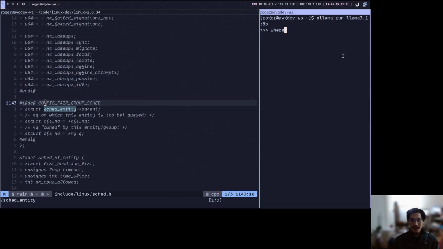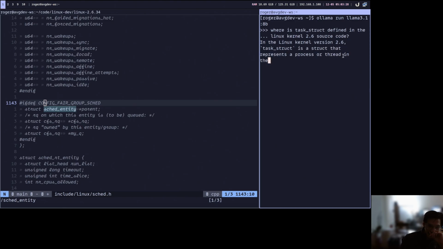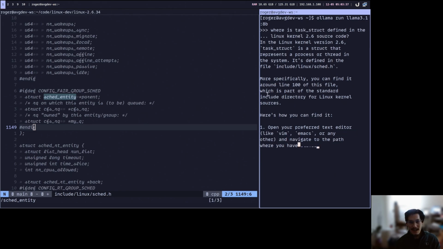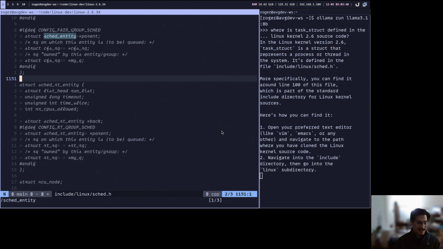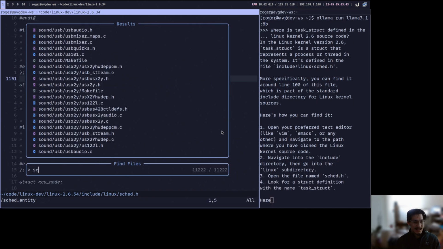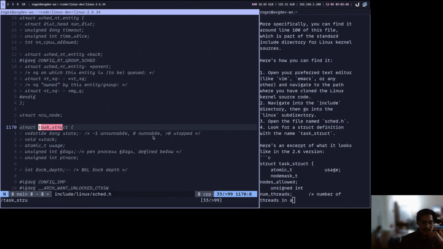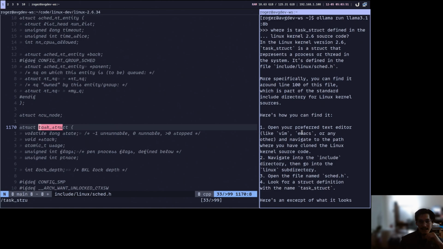Okay, cool. Now, where was task struct again? Where is task struct defined in the Linux kernel 2.6 source code? I want to say it was task thread schedule. What? Schedule.h. Okay. Around, no, it's not around line 100. I keep forgetting. So I'm already on schedule.h. So task struct. Oh, yeah, it was schedule.h. Definitely not line 100. Okay.